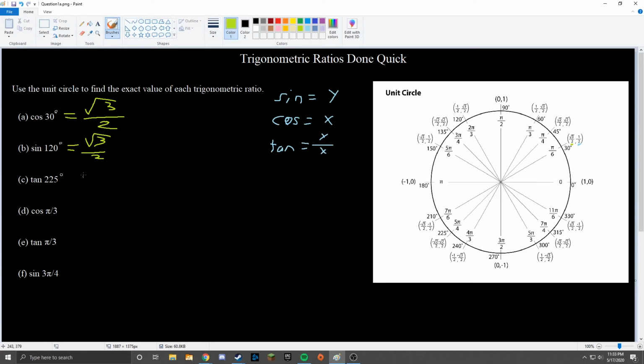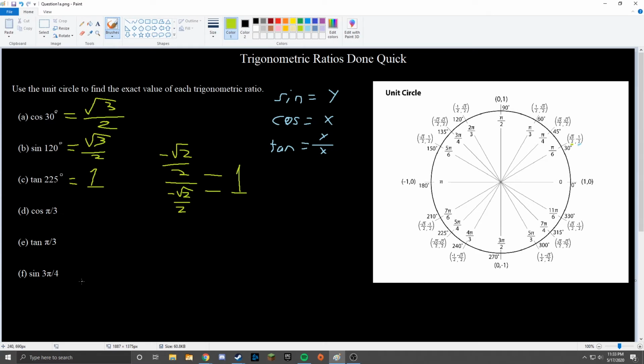So, tangent of 225. Let's go to 225. And we have negative square root of 2 over 2 over negative square root of 2 over 2. So now we're dividing fractions. But, as I'm sure you'll notice, anything divided by itself is equal to 1. So, it's pretty simple. After all, it's just 1.